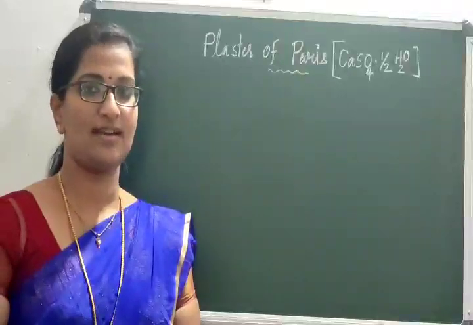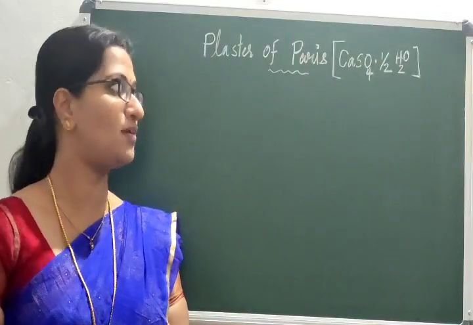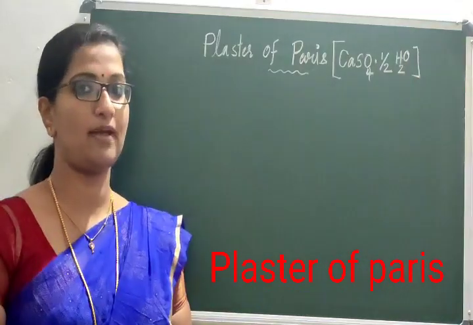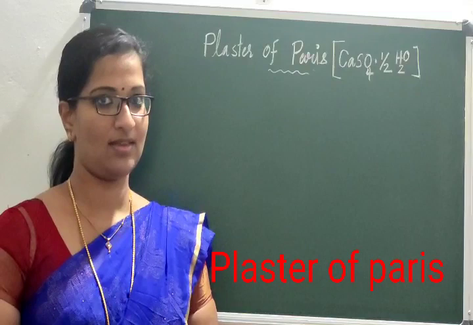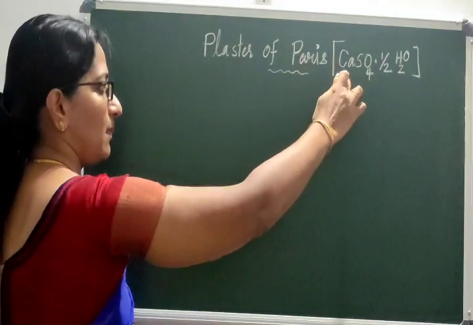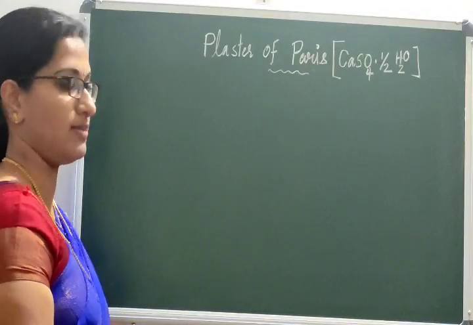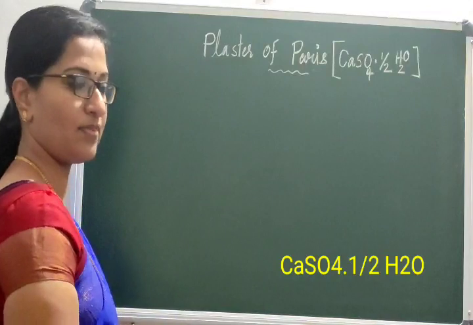I hope you understand what is water of crystallization. Now let's move on to plaster of Paris. Plaster of Paris is the last topic of this chapter. In order to prepare plaster of Paris, first let's study the chemical name of plaster of Paris. It is calcium sulfate hemihydrate.